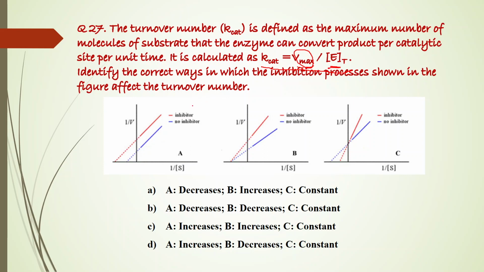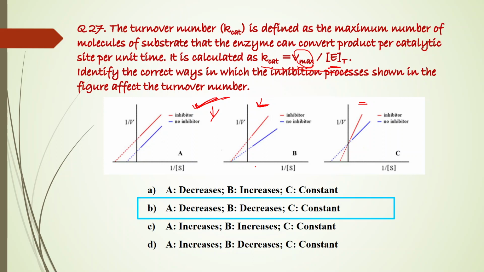So, obviously, for the first, that is the uncompetitive one, since Vmax decreases, there should be a decrease in K cat as well. In the second one, that is the non-competitive one, where also the Vmax decreases, K cat should also decrease. And in the third case, the competitive one, where Vmax remains the same, it should remain constant. So our correct option should be, yes, absolutely, all of you answered right. The correct answer should be option number B. A decreases, B decreases, but C remains constant.